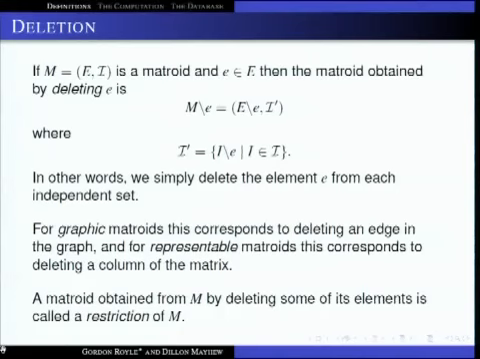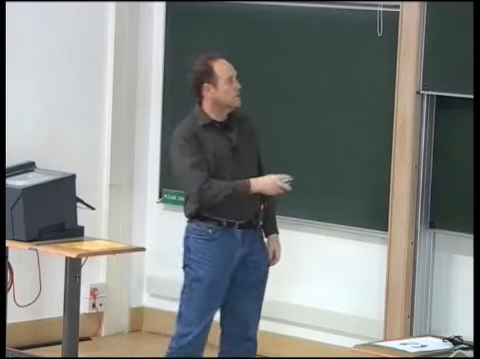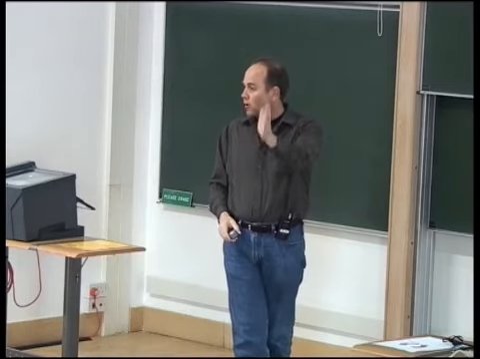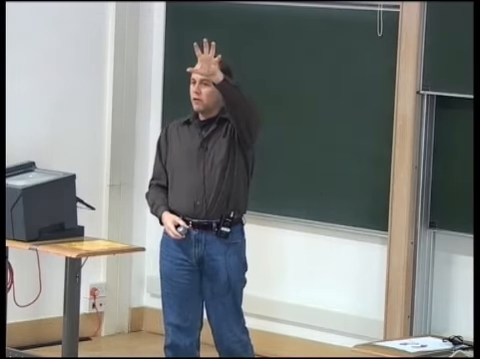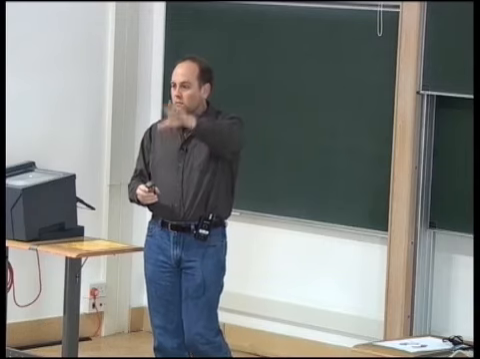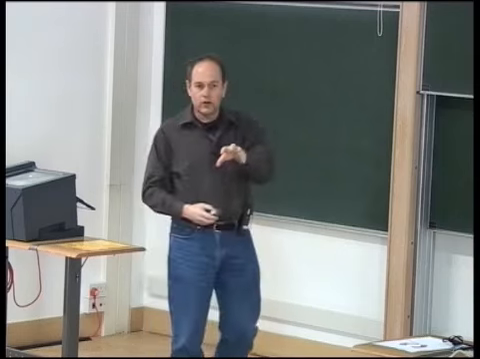Okay, almost at the end of the definitions. So deletion of an element is just, you throw it away, and any independent set that contained it, you just remove it. It's the same thing. For graphic matroids, it corresponds to deleting an edge of your graph, so it's natural. For representable matroids, it corresponds to deleting a column, and so it's natural too. So if you keep doing this, you start with a matroid and you keep throwing away elements many times, and you get something that's called a restriction of your original matroid.